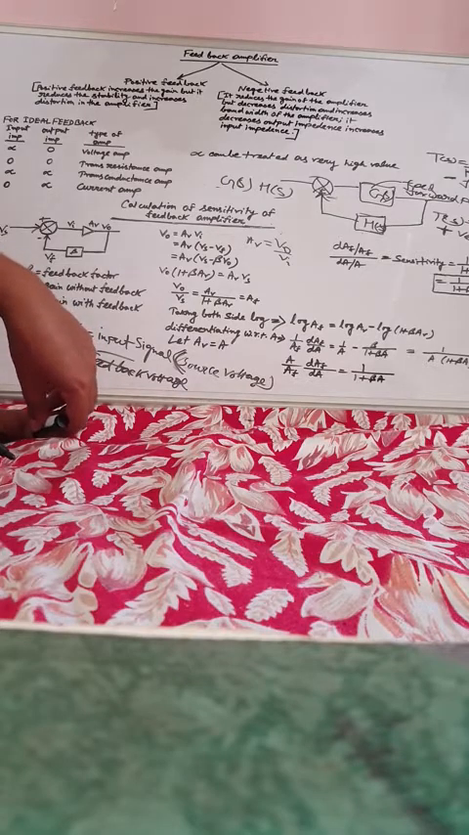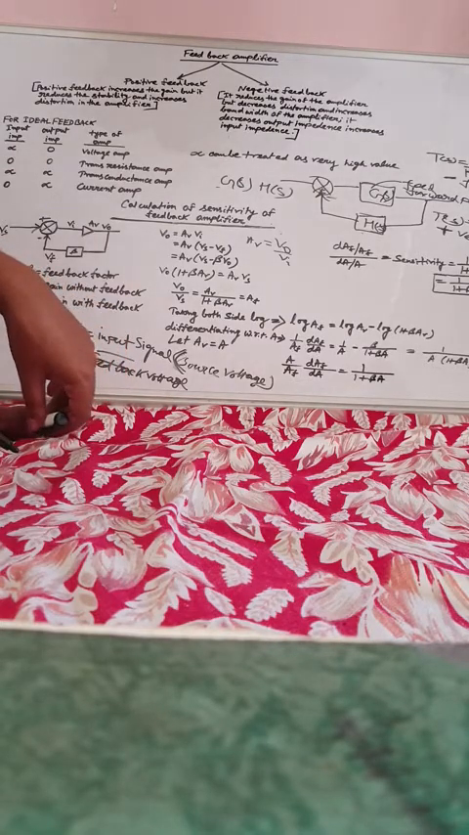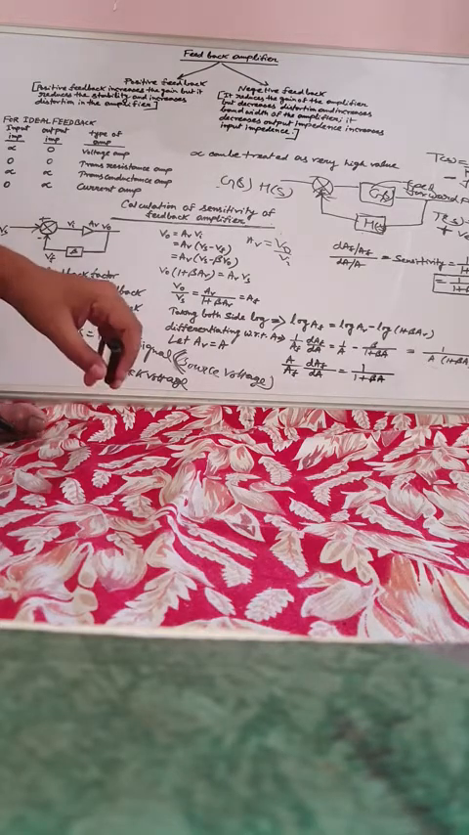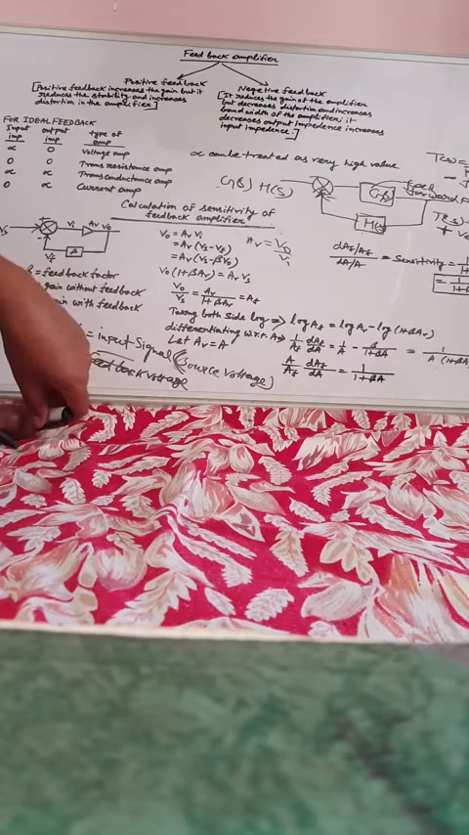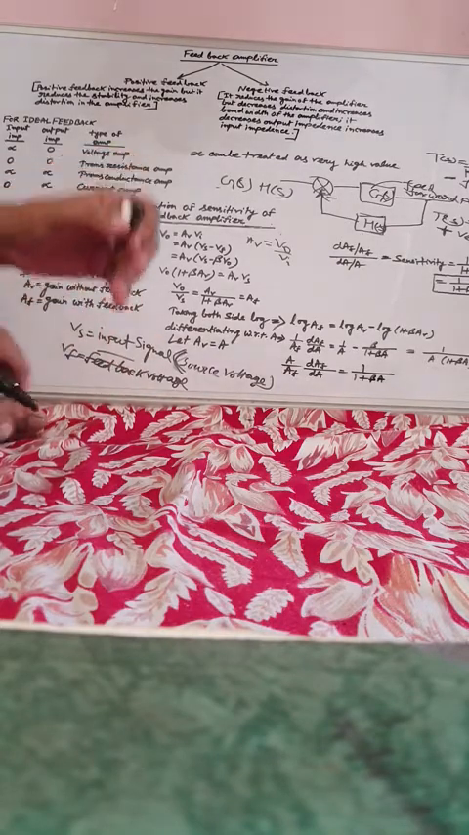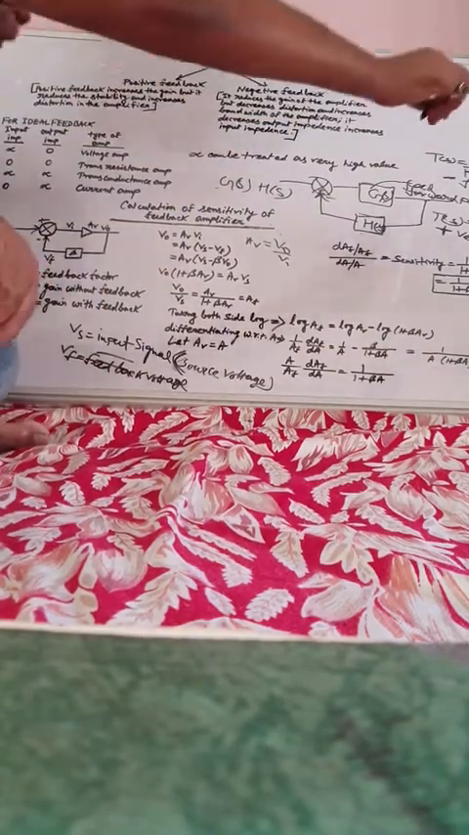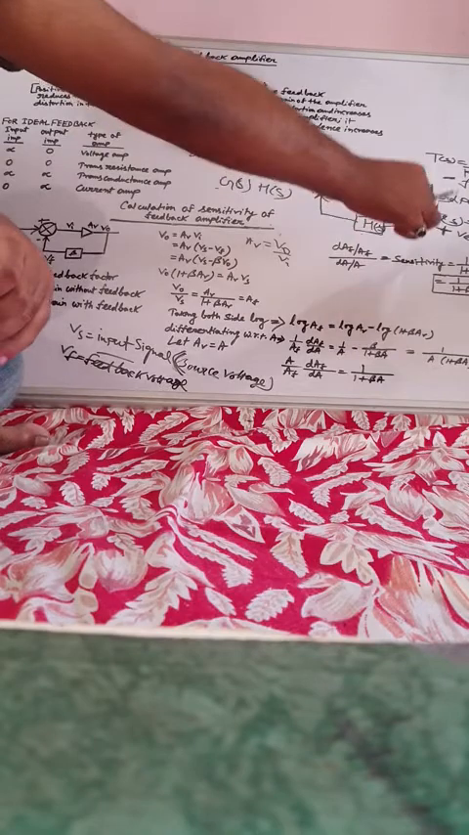With the help of the sensitivity, you can calculate how much gain a negative feedback amplifier produces without any noise or distortion at the output. So remember this block diagram. This will be useful for you. This is the formula of negative feedback. This is the formula of positive feedback.